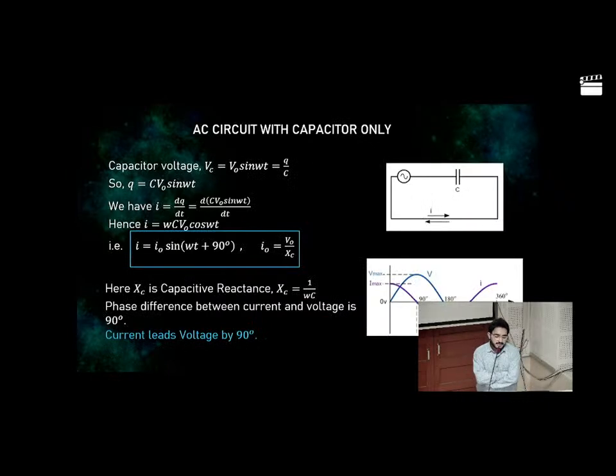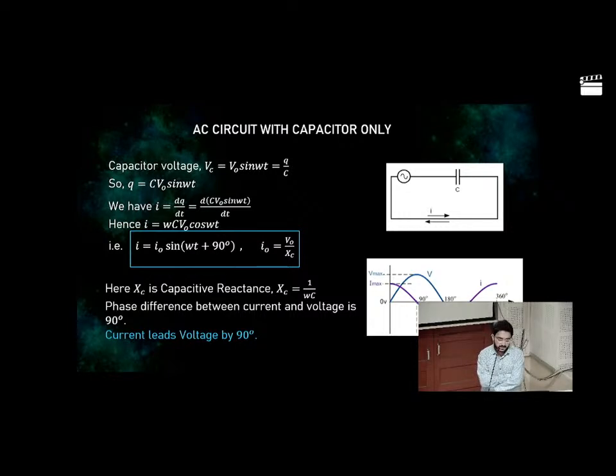Now we have an AC circuit with a capacitor only. The capacitor voltage, you know, is given by V equal to Q by C. Therefore Q equal to CV, where V is the source voltage, a sinusoid function again. Therefore I equal to dQ/dt, where Q is equal to C V naught sin omega t. You differentiate it with respect to time, and you get I equal to omega C V naught cos omega t. Omega is the frequency at which the source is operating, which is 2 pi f.